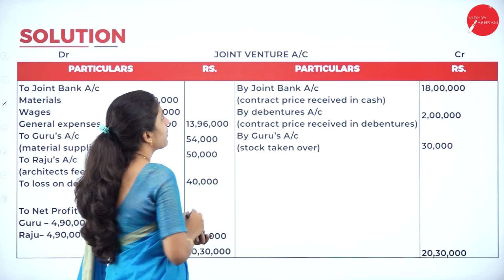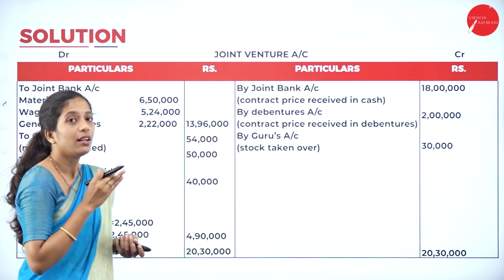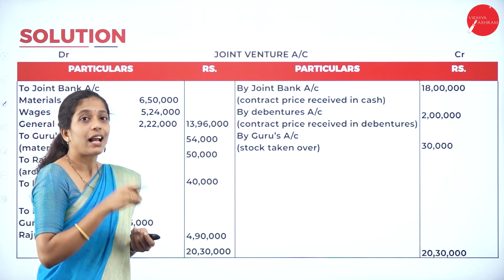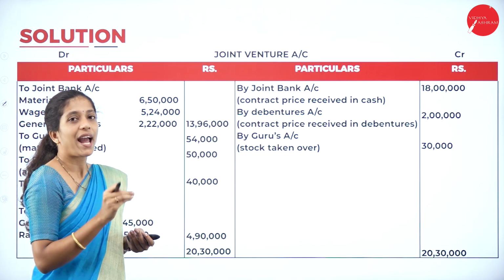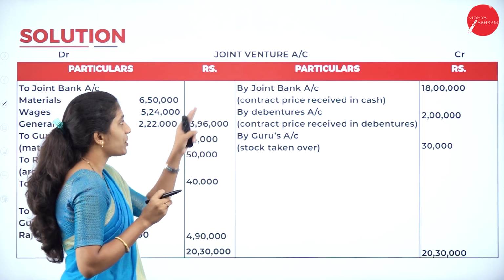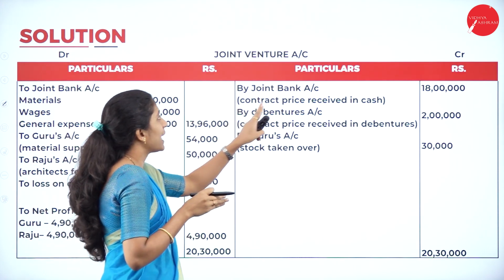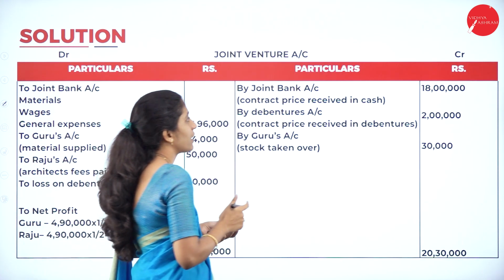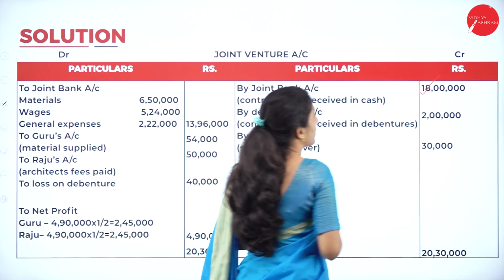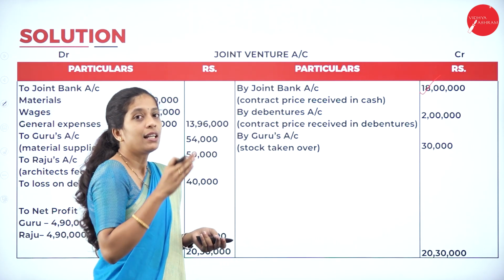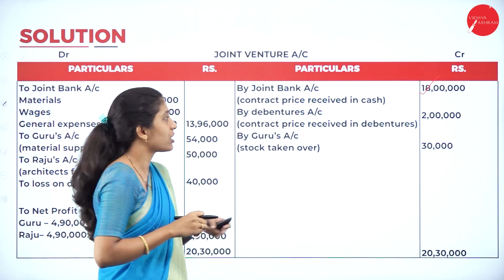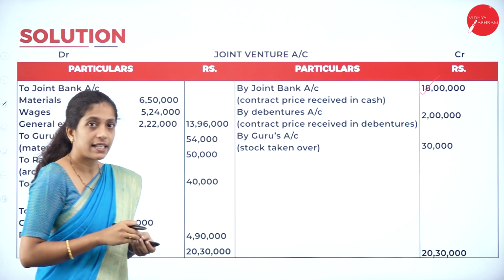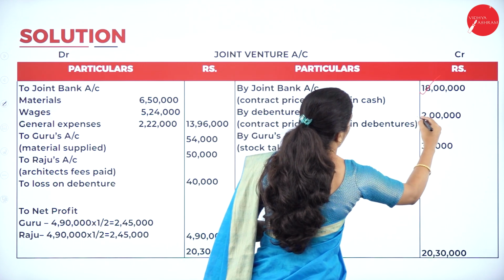By joint bank account. So, why are you debiting the joint bank account? Because here the contract price has been received. So, joint bank account debit to joint venture account. Your entry will be by joint bank account, contract price received in cash. So, first we shall record in cash. We have received 18 lakh. Clear? Next, in the form of debentures. So, how do you write? By debentures account, contract price received in debentures. How much? 2 lakh.